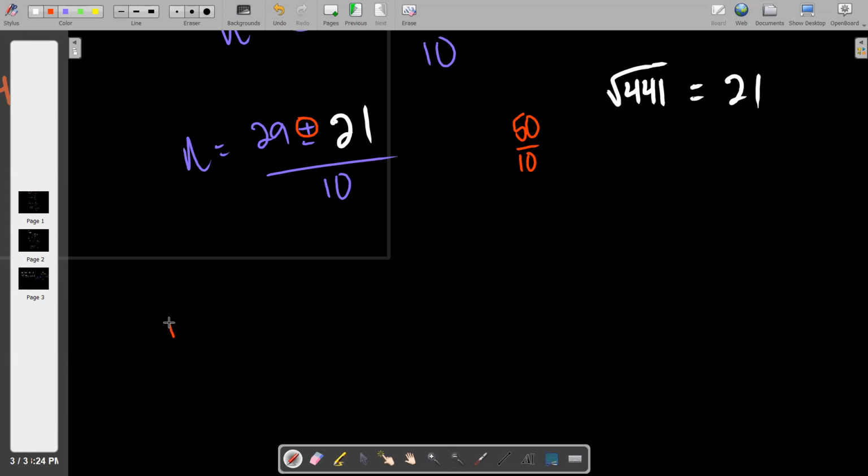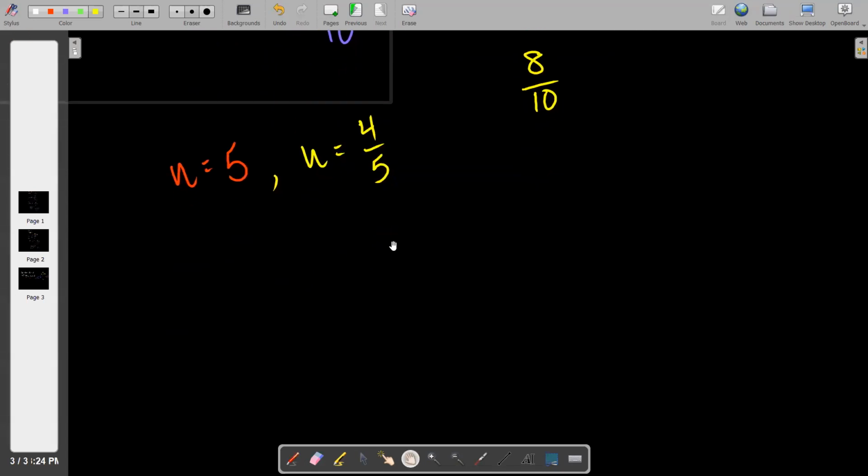So one of your answers is n equals just 5, right? Just 5. Beautiful. And now I'm going to do the other one with the yellow. That's the second pathway. 29 minus 21 is 8. And what does 8 over 10 simplify to? Those are your answers. So what you're going to do in Delta is you're going to click add a solution, and then you'll put one of those in each box. Got it? We're covering all the bases here today.